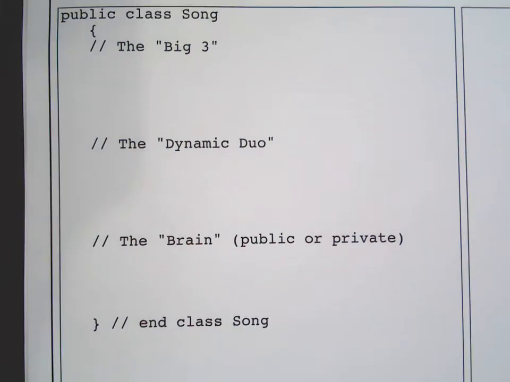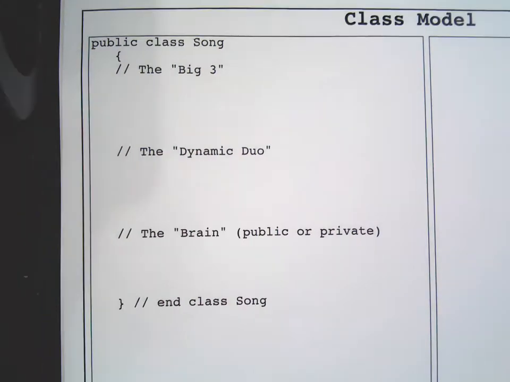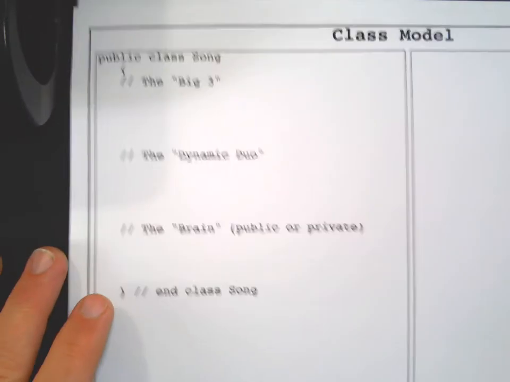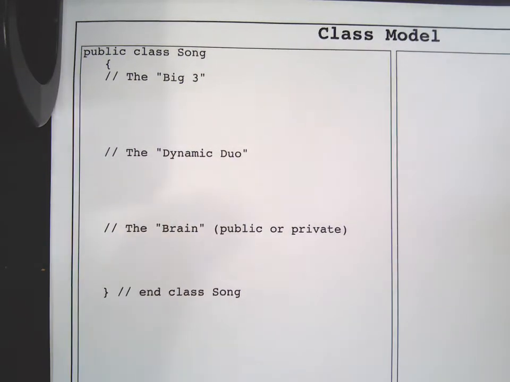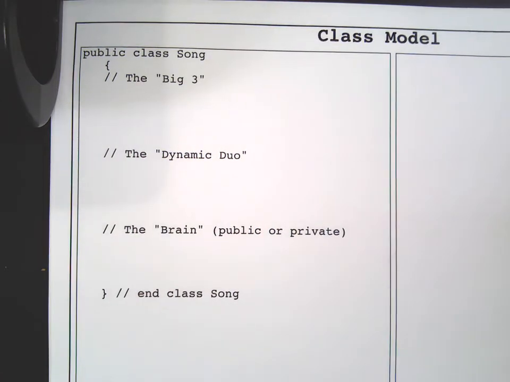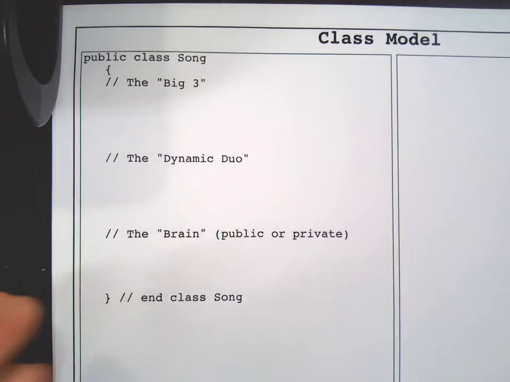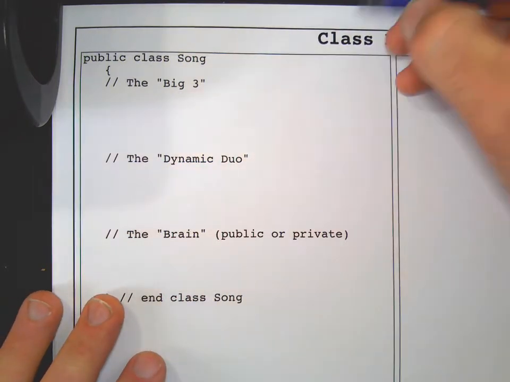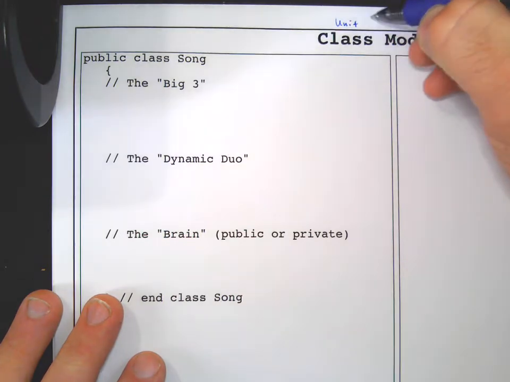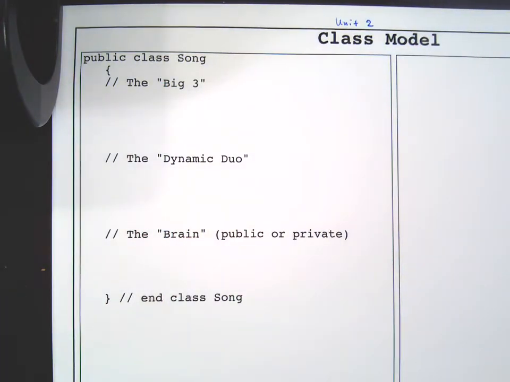Okay, AP Calculus, AP Computer Science A. This is the note sheet for Unit 2. We're actually going to start with the note sheet on Unit 2 and write down some notes, and then we're going to create a working version of this. So this is Unit 2, which is the class model.